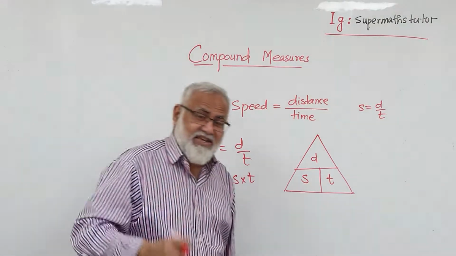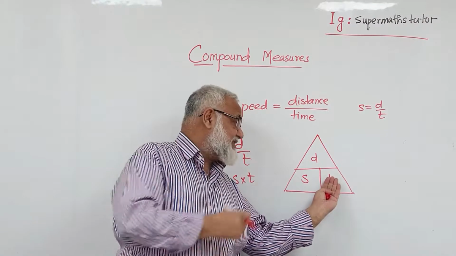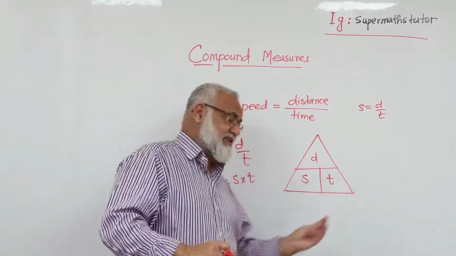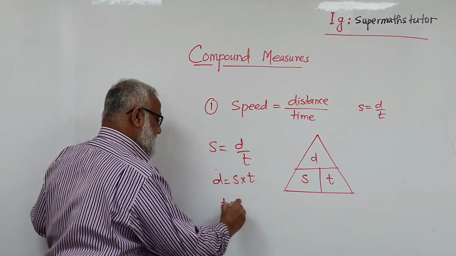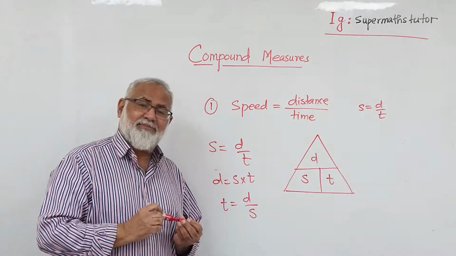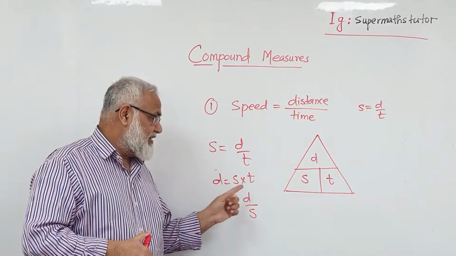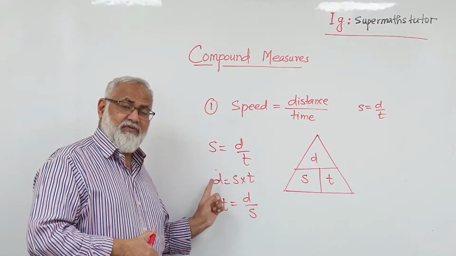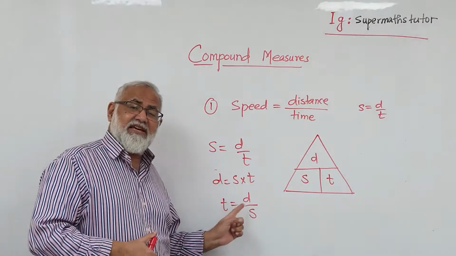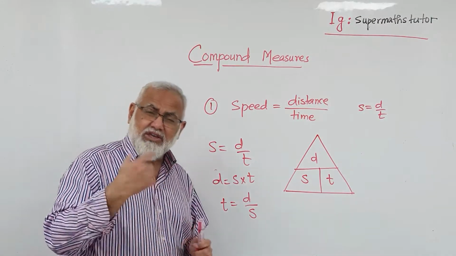So now I'm asking you, how will you find time? And you are right, time is distance divided by speed. So in the exam, if distance and time is given, you can find the speed. Speed and time is given, you can find the distance. And distance and speed is given, you can find the time. You only need to know the unit.